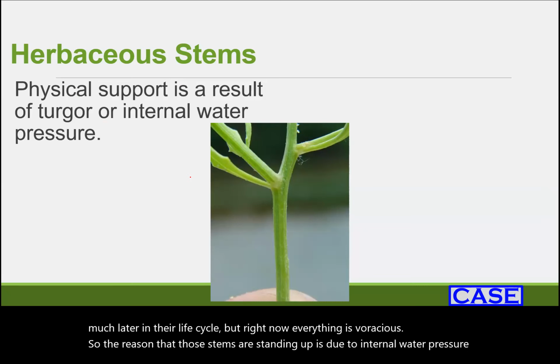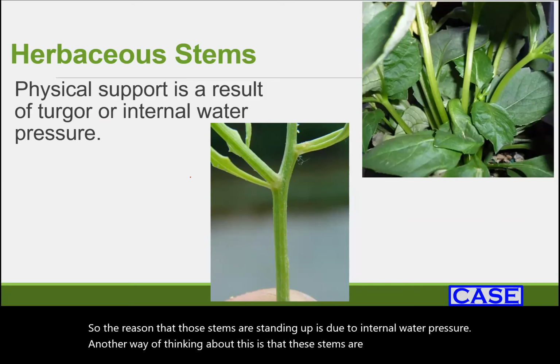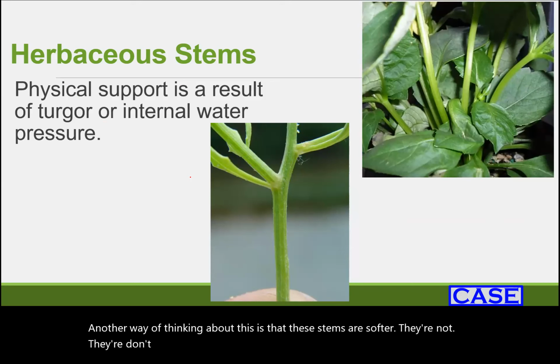So the reason that those stems are standing up is due to internal water pressure. Another way of thinking about this is that these stems are softer. They don't have any bark on them. So there's some spinach and maybe a tomato plant here.